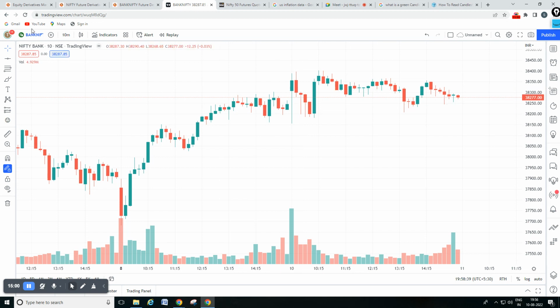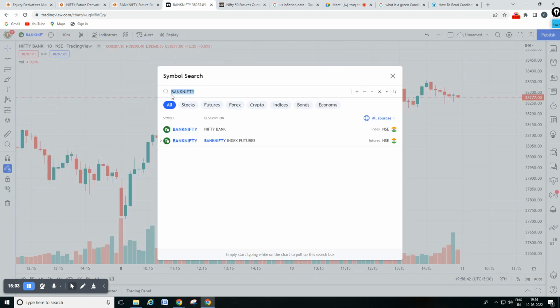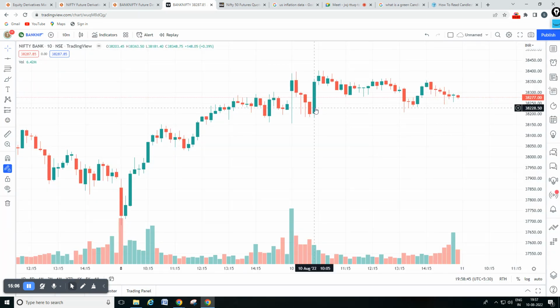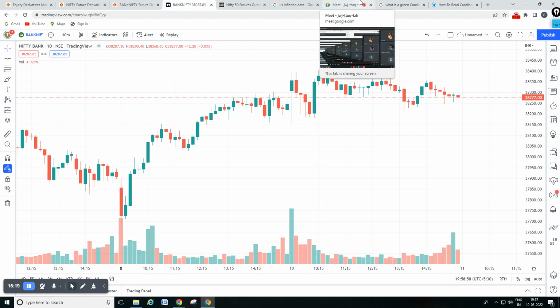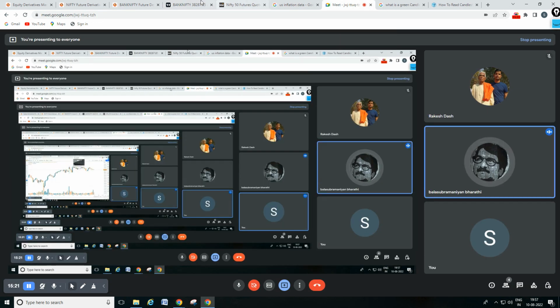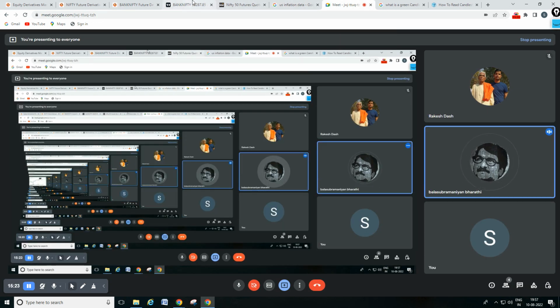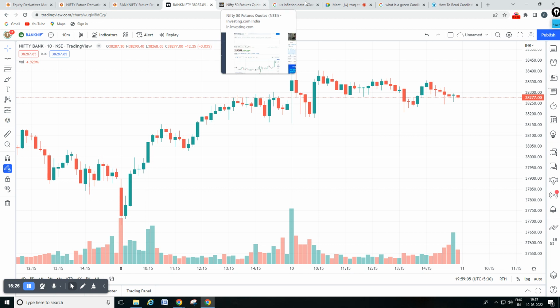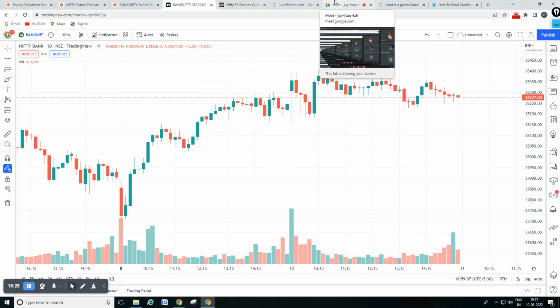You are talking about Nifty, Bank Nifty. This is the Bank Nifty 10-minute chart. The first thing you have to know is what price action is. Do you know that? Rakesh ji, please tell me as per your view, what is price action? What do you think?